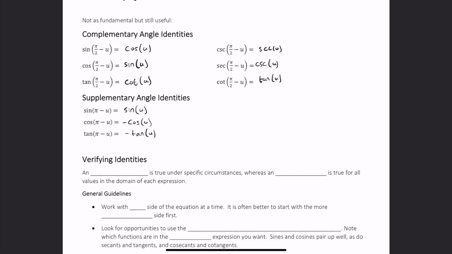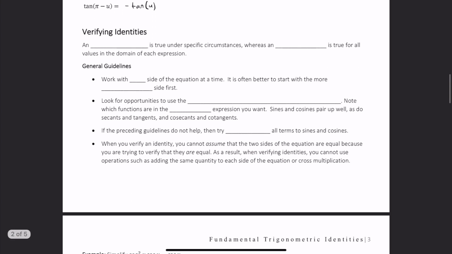Okay, so now let's get into verifying identities. So an equation is true under specific circumstances, whereas an identity is true for all values in the domain of each expression.